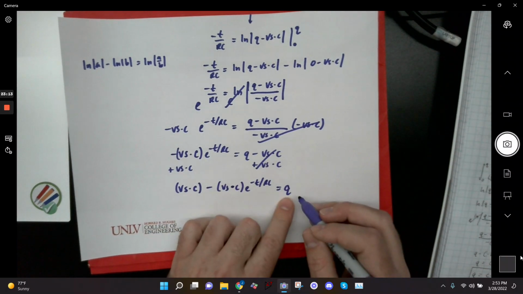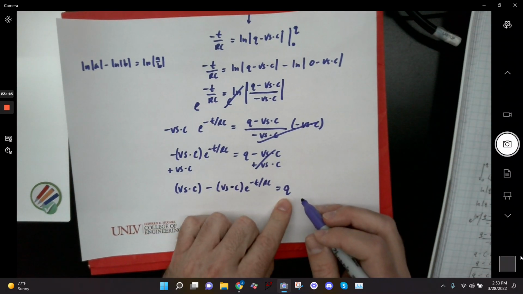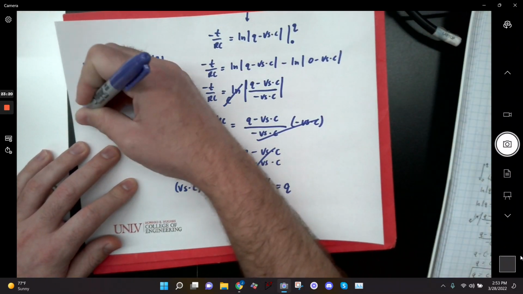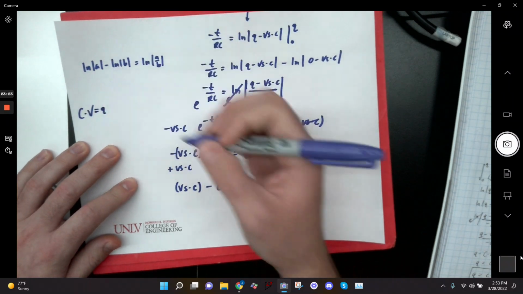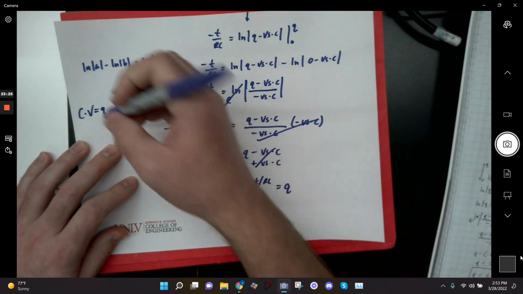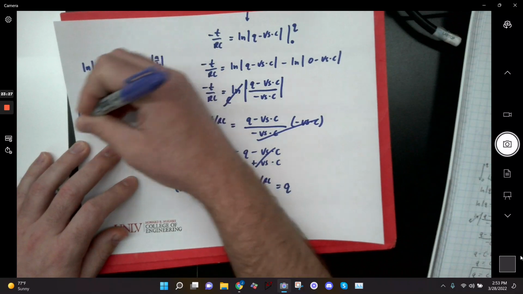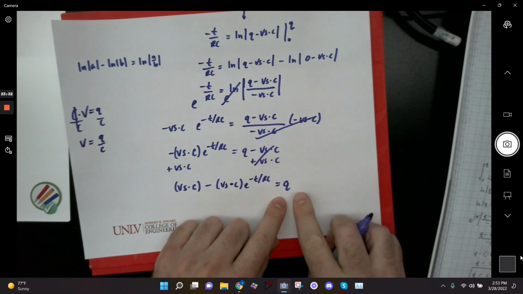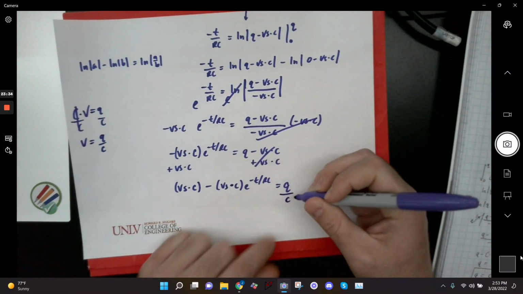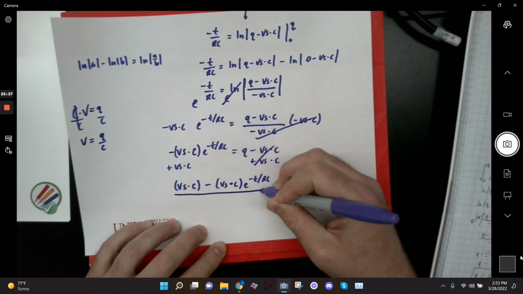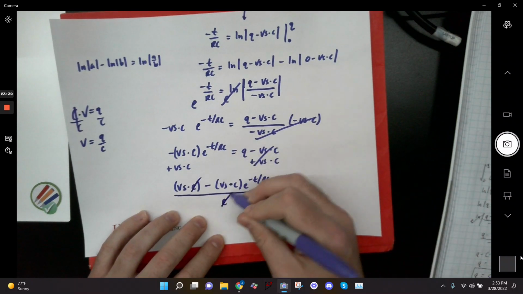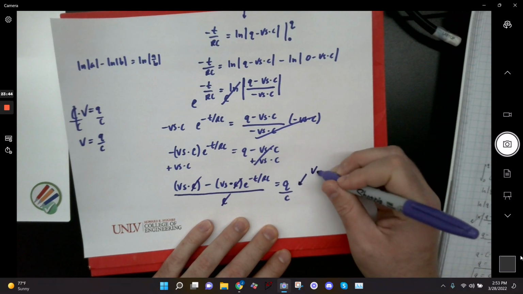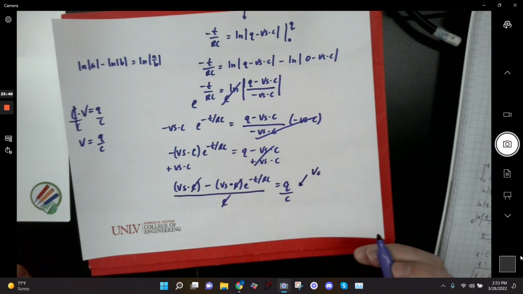But if I want to get this in terms of voltage, remember that C times V is equal to Q. So if I wanted to get charge in terms of voltage, I can divide by C. And so I'll get V is equal to Q over C, right? So if I divide both sides of this by C, I can basically take the C out of both of these terms, right? And then this, Q over C, is my capacitor voltage at any given time, okay?